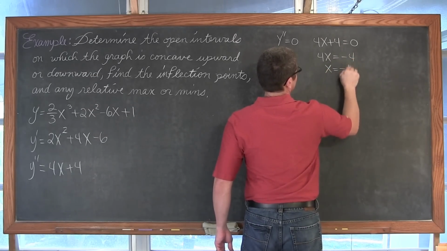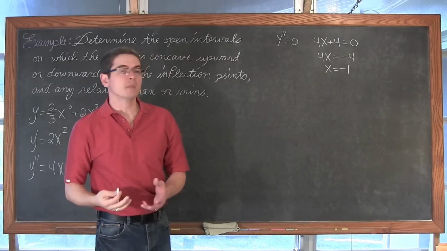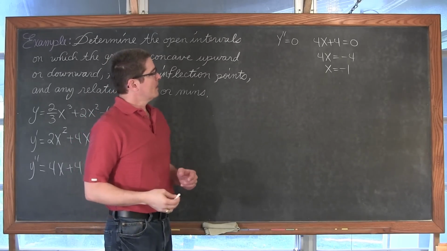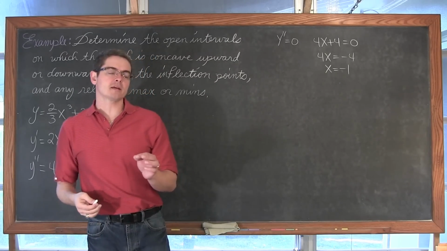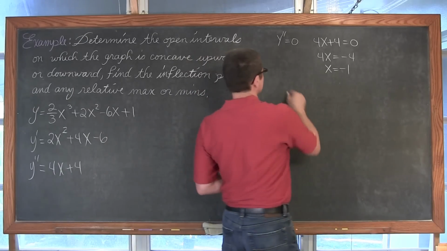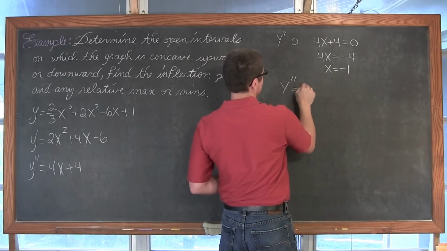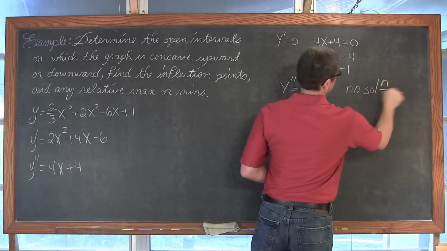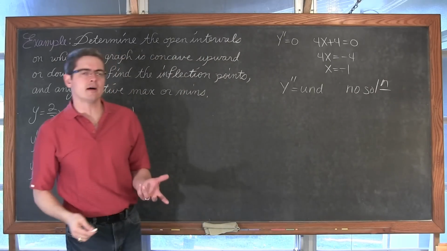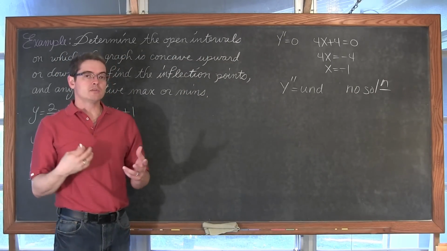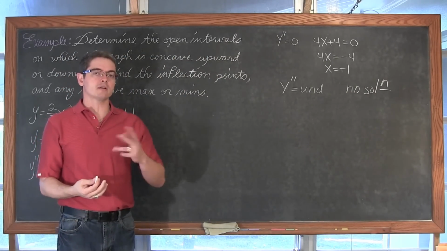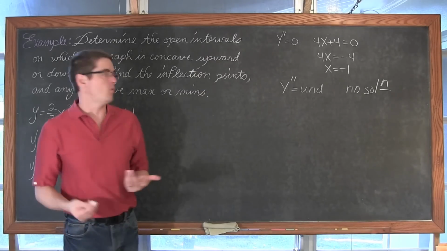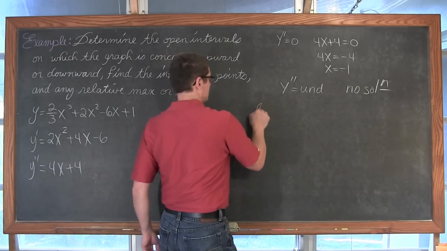Divide by 4 and get x is equal to negative 1. Well, I also need to find out where the second derivative is undefined. And where the second derivative is undefined, well, that has no solution. So the only critical value I need to use to set up my intervals to check for concavity is the x value of negative 1.